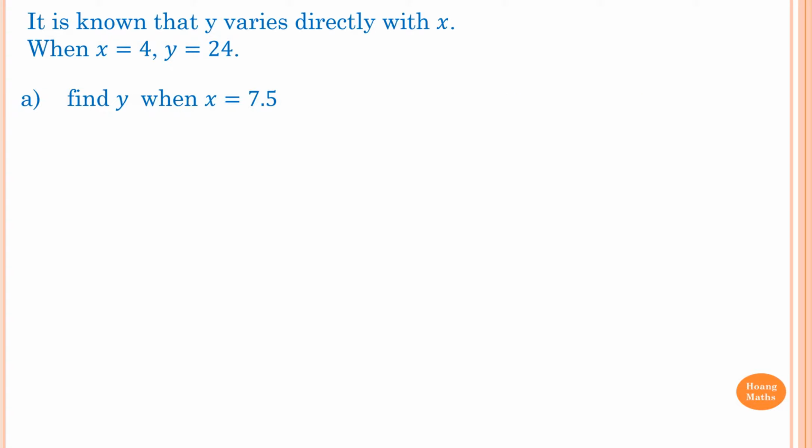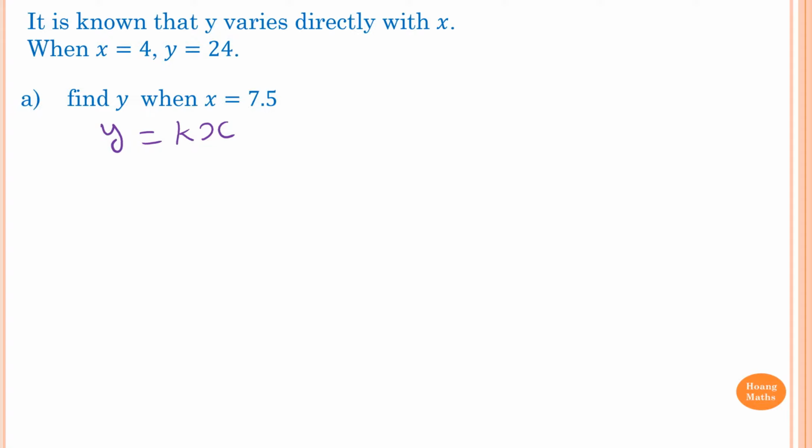So, we know that y varies directly with x. So step number 1, we need to write down the general rule for this situation first. So y varies directly with x. This means that y is equal to k times x. So k times x is kx. So that's step number 1. Write out the general rule first.